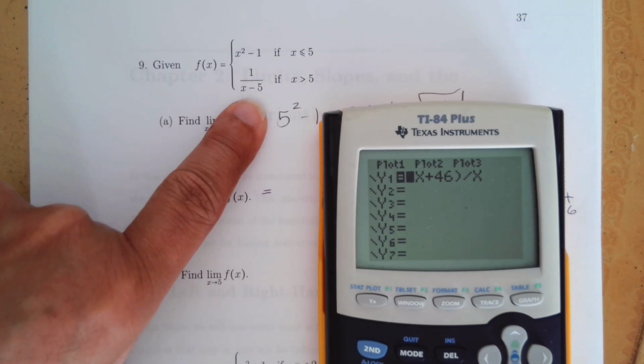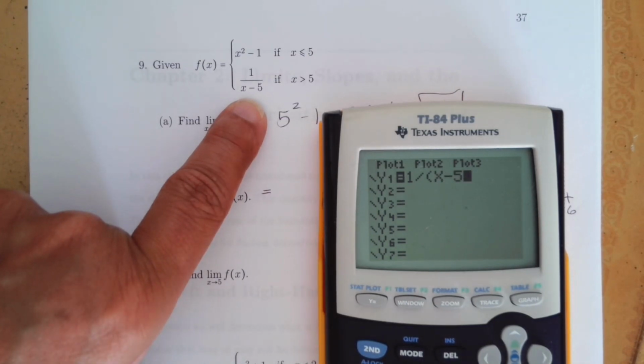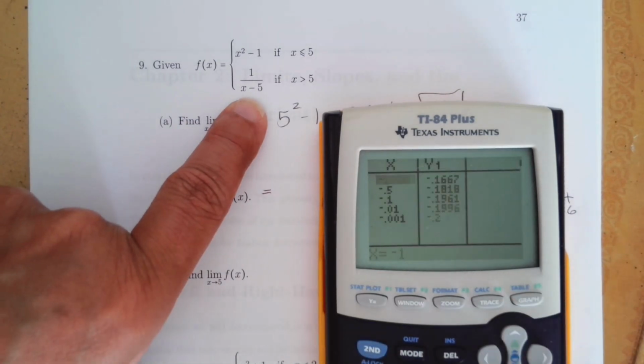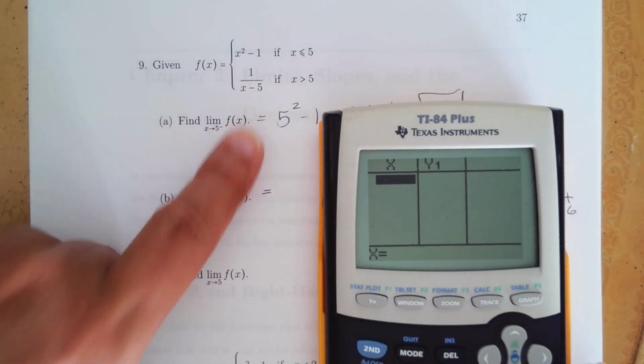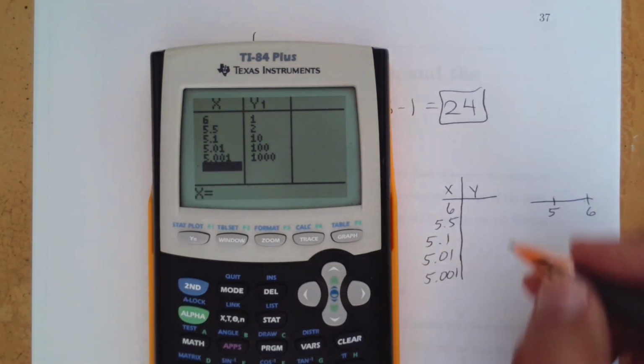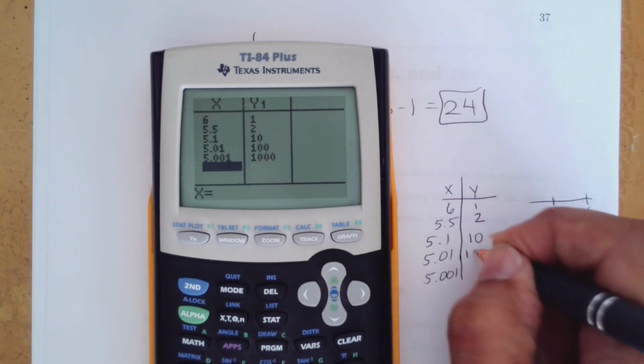We're going to put in y equals 1 divided by parentheses x minus 5. Close your parentheses. Hit enter. Go to your table. Delete out those numbers. And let's put in these numbers that we said here: 6, 5.5, 5.1, 5.01, 5.001. Okay, so what's happening to these numbers? They are getting bigger and bigger, right?